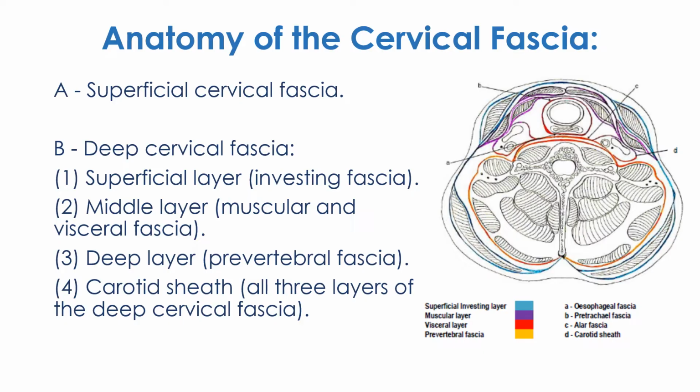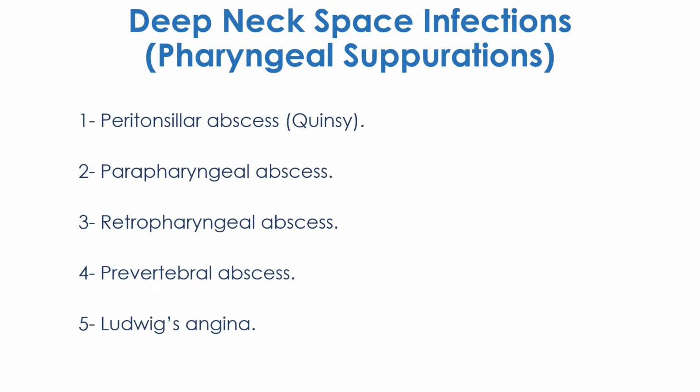All three layers are condensed to form the carotid sheath, which encloses the carotid arteries, internal jugular vein, vagus nerve, and sympathetic chain. So the five main types of deep neck space infections are peritonsillar abscess or quinsy, parapharyngeal abscess, retropharyngeal abscess, prevertebral abscess, and Ludwig's angina.